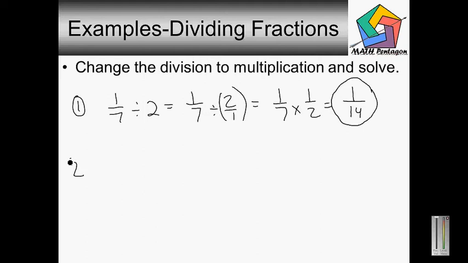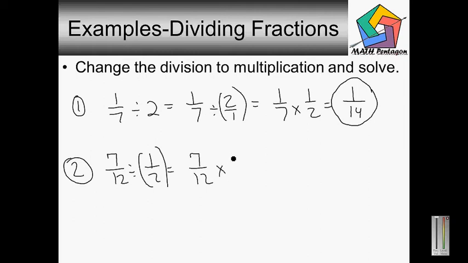Okay, let's do another example. Let's say we have 7 over 12 divided by 1 over 2. We want to flip the half to 2 over 1. So it's 7 over 12 times 2 over 1. So 7 times 2 is 14, and 12 times 1 is 12. We can't leave the fraction like this because it's improper. We have to change this to a mixed number.